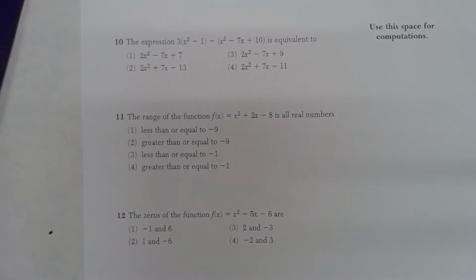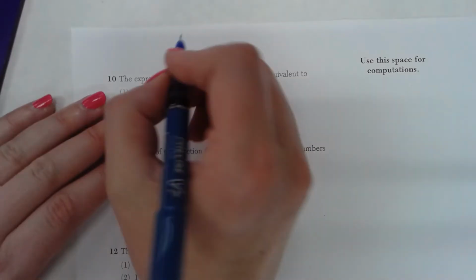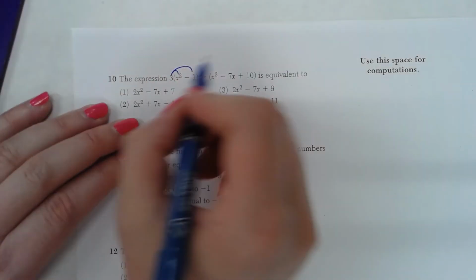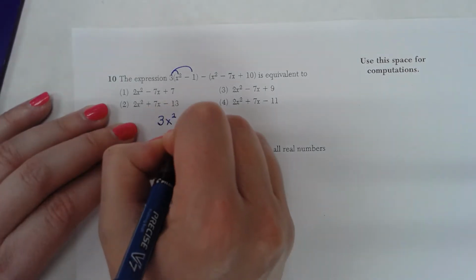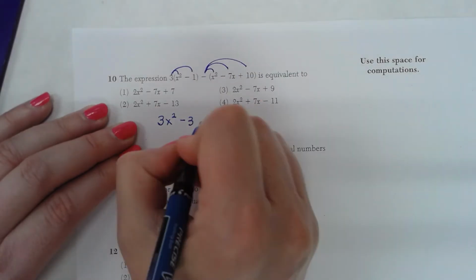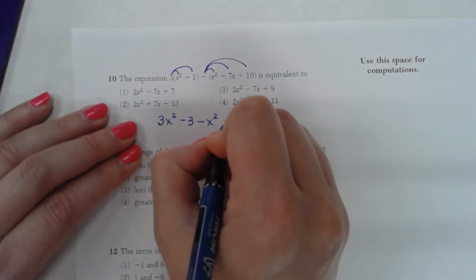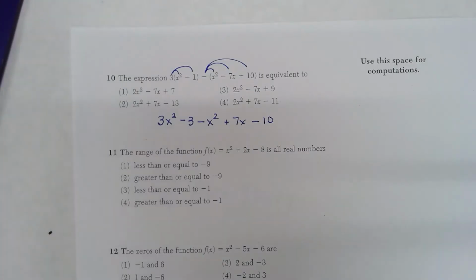Question 10. The expression is equivalent to, okay, so once again, I have to distribute. When I distribute the 3, I get 3x squared minus 3. Now I have to distribute a negative. Minus x squared plus 7x minus 10. So that's all my distributing.